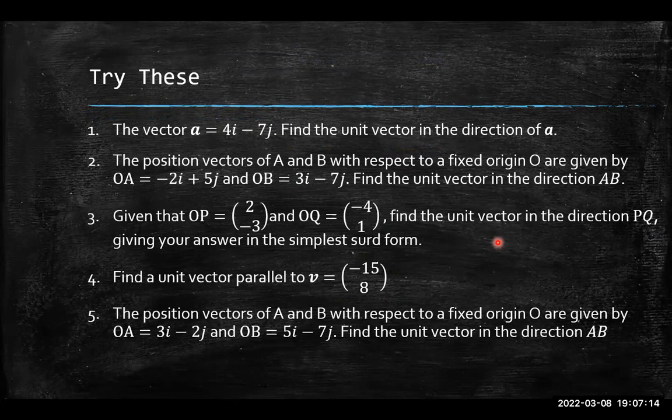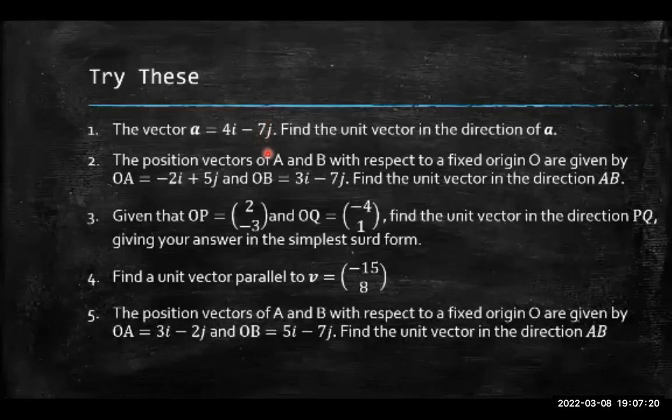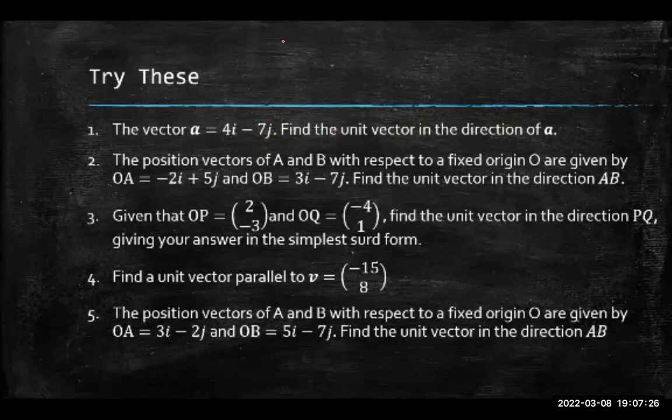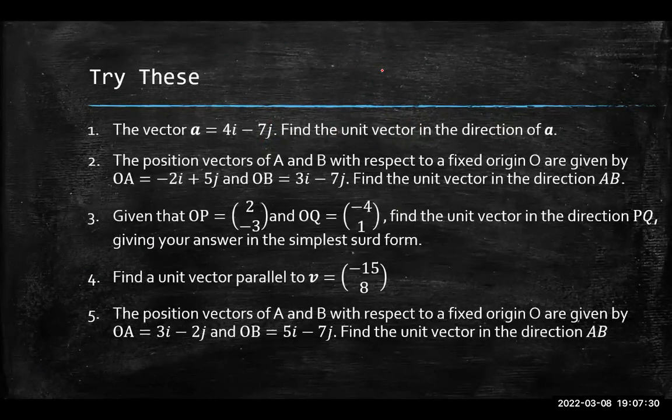Okay. So the vector A is given by 4i hat minus 7j hat. And they want you to find the unit vector in the direction of A. So all you're doing is do what I just told you, right? Another thing I need to tell you, the unit vector. So say I want to find the unit vector of A, right? Well, of the vector in the direction of A.